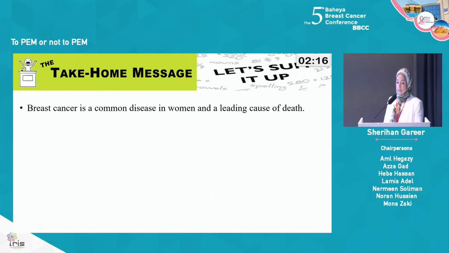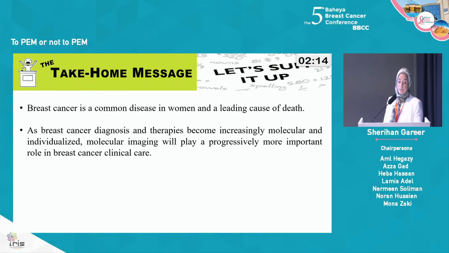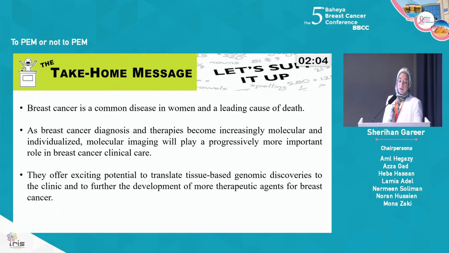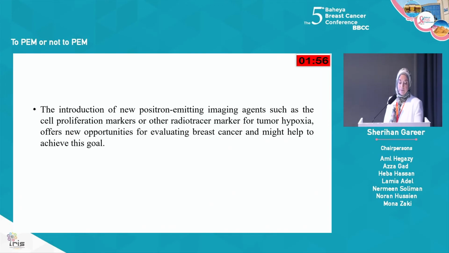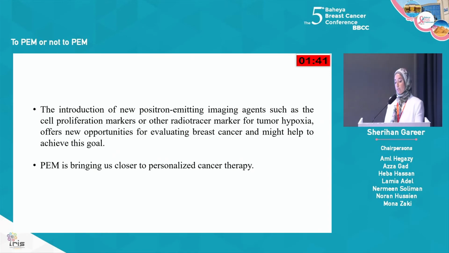Breast cancer is a common disease in women and a leading cause of death. As breast cancer diagnosis and therapies become increasingly molecular and individualized, molecular imaging will play a progressively more important role in breast cancer clinical care. They offer exciting potential to translate tissue-based genomic discoveries to the clinic and to further the development of more therapeutic agents for breast cancer. The introduction of new positron-emitting imaging agents, such as the cell proliferation markers or other radiotracer markers for tumor hypoxia, offers new opportunities for evaluating breast cancer and might help to achieve this goal. PEM is bringing us closer to personalized cancer therapy.